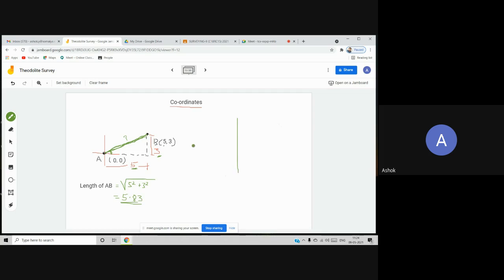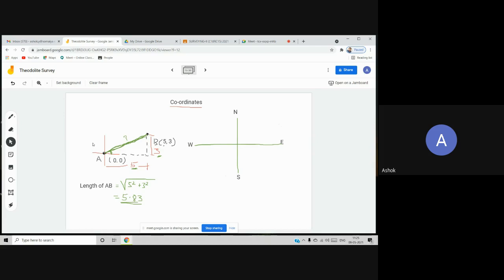See here, we will define a line with a direction. So this is north, south, east and west.